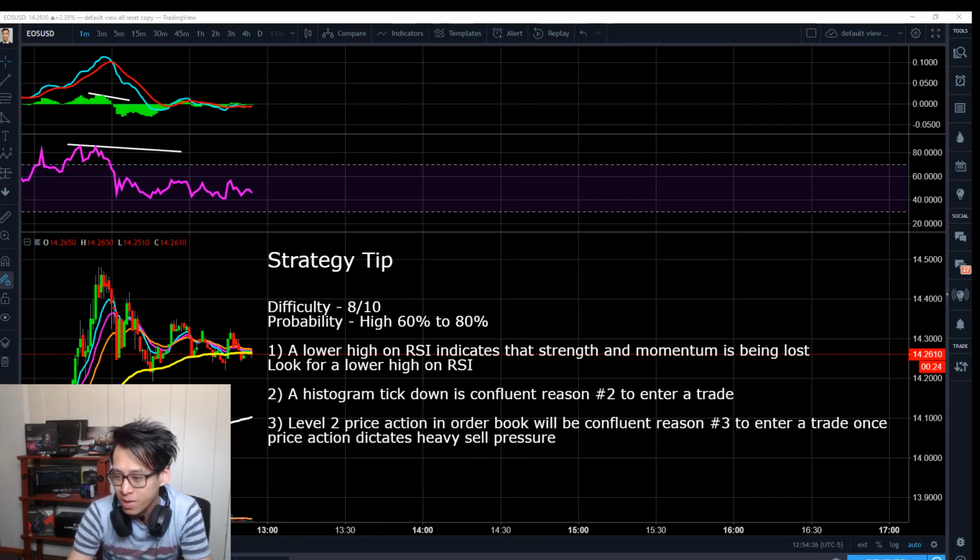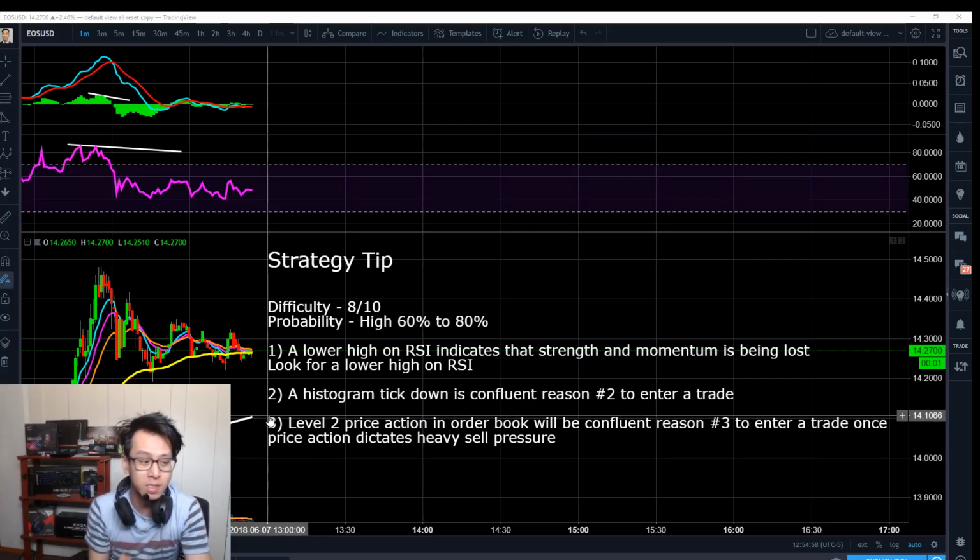2. A histogram tick down is confluent reason number 2 to enter a trade. 3. Level 2 price action in the order book will be confluent reason number 3 to enter a trade once price action dictates heavy sell pressure.